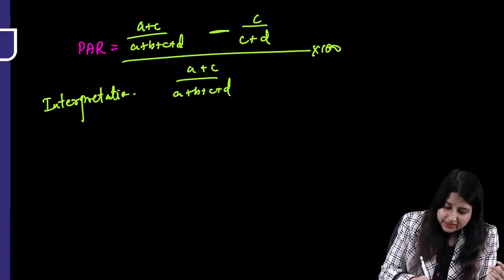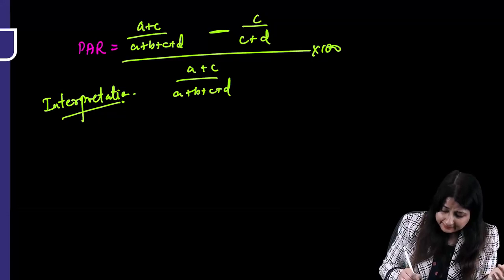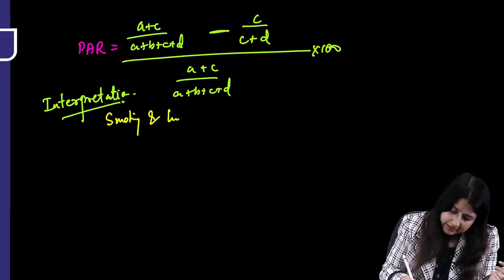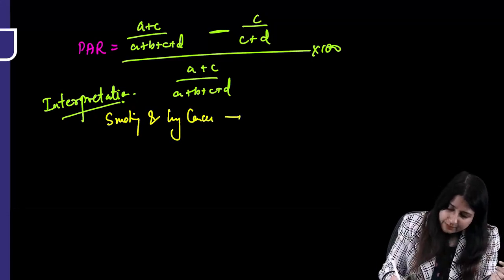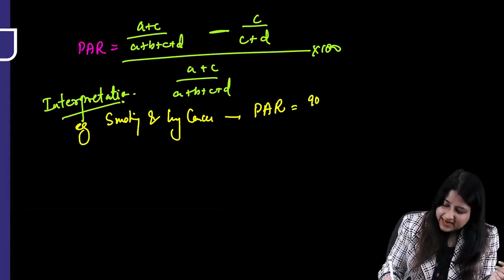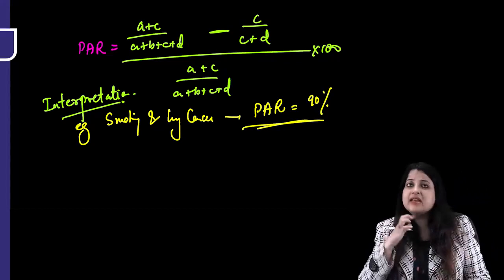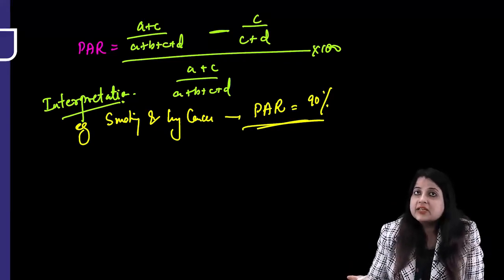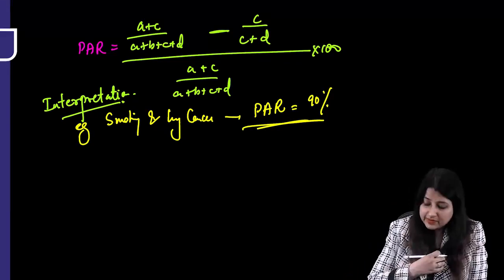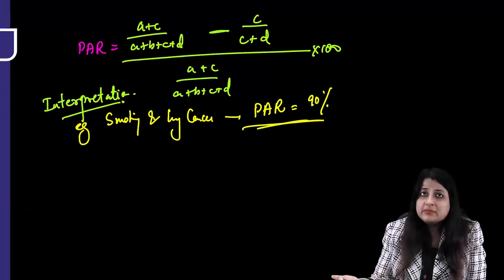So what is the interpretation? Suppose we were studying smoking and lung cancer. Okay, and PAR, for example, the calculated PAR is 90%. Your examiner asks you, what does it mean? You've calculated PAR as 90% between smoking and lung cancer. What do you mean by this?